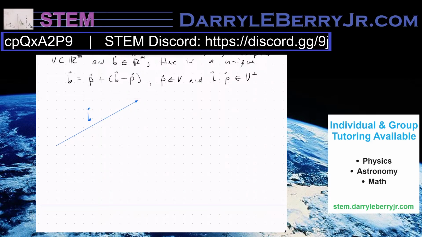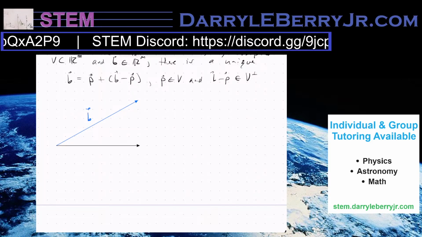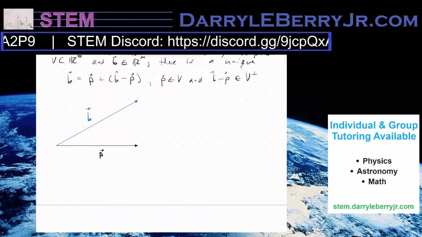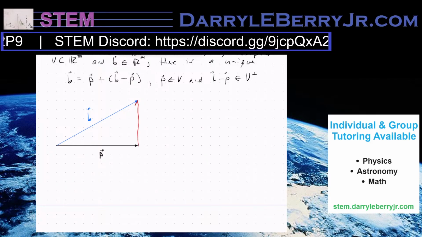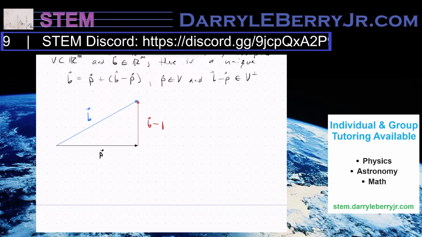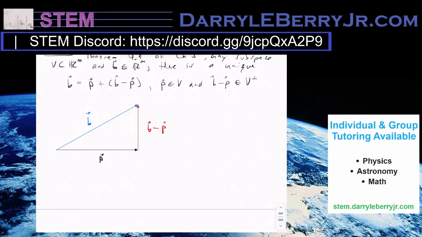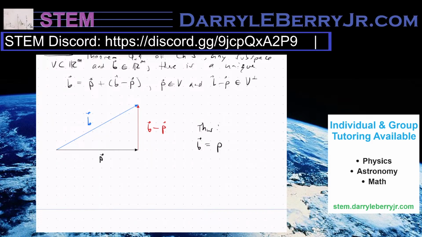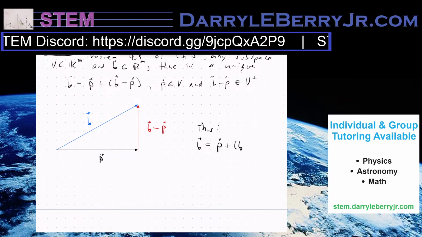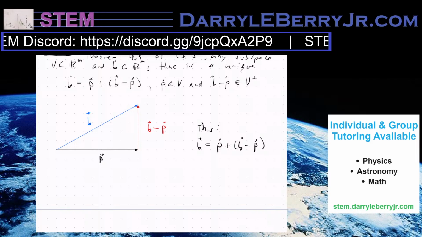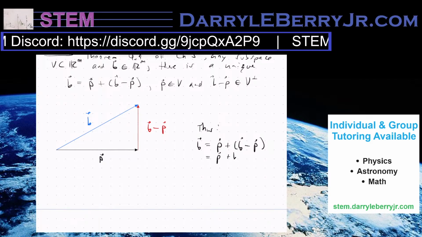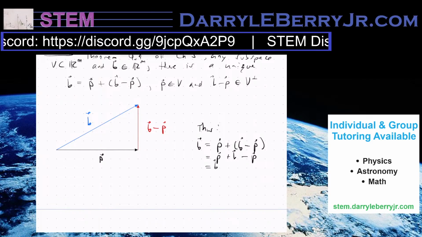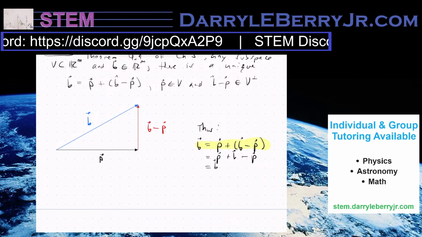We have B here. We have P. And we have B minus P. Thus, B equals P plus B minus P equals B. So that's a true statement. This leads to the following definition.